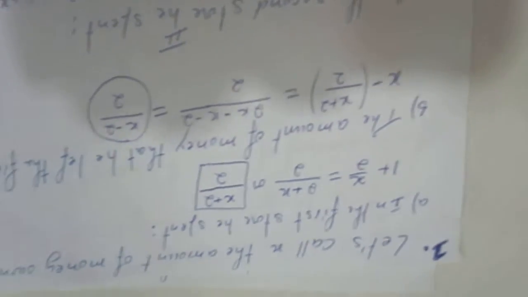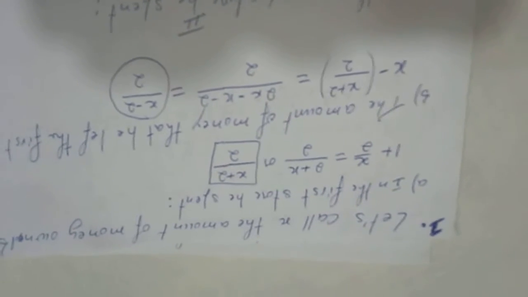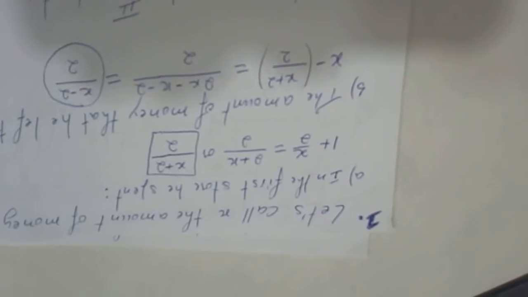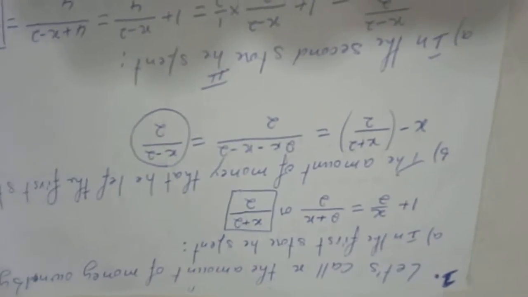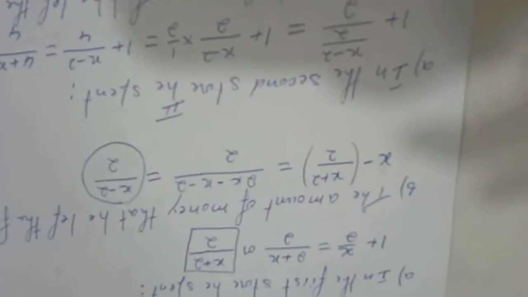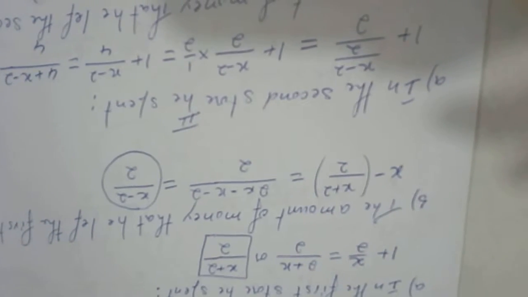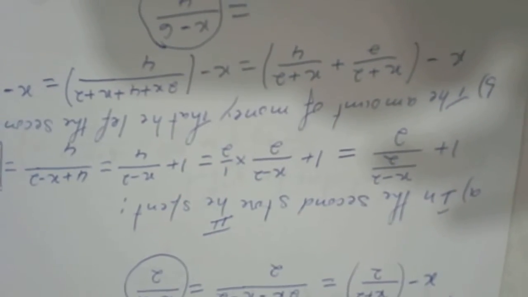Now let's see the amount of money Timothy had when he left the first store. Since we know what he had when he started, which was X, and in the first store he spent (X plus 2) over 2, the amount of money he left the first store with is X minus (X plus 2) over 2. And when we solve the equation, we get that the amount of money he left the first store with is (X minus 2) over 2. Now let's see the amount of money that is spent in the second store.